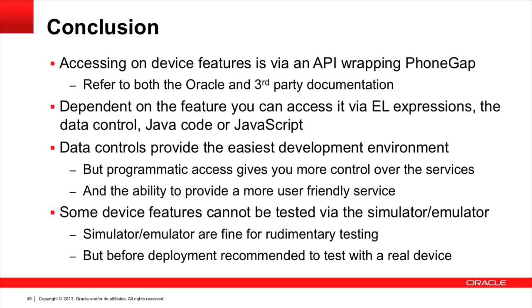The next thing to remember when accessing the features on the device via ADF Mobile is that we provide different mechanisms for doing that: the declarative data control way, the expression language access way, either via Java code APIs or JavaScript APIs. If you want to do it in a declarative fashion, you use data controls, but if you want more programmatic and sophisticated control, you use maybe the Java code APIs. And if you're not using AMX pages, but you're actually creating local HTML, then you'd use the JavaScript APIs.